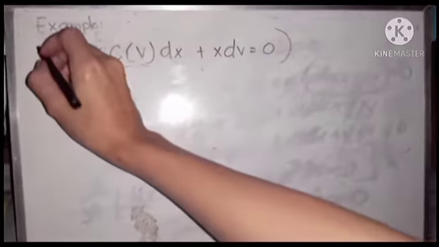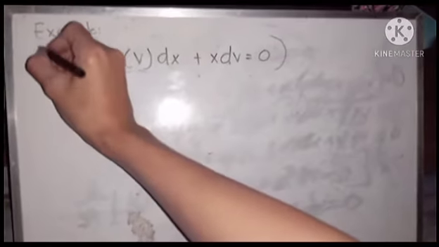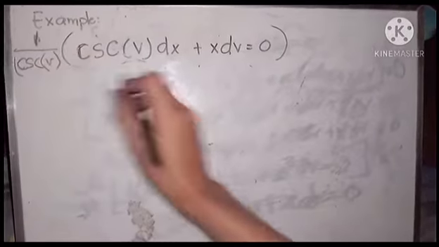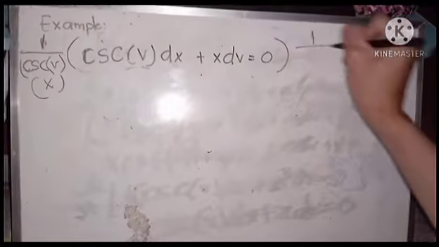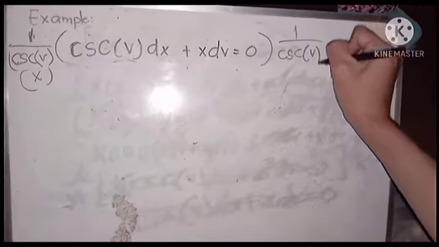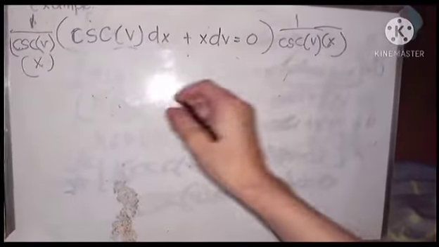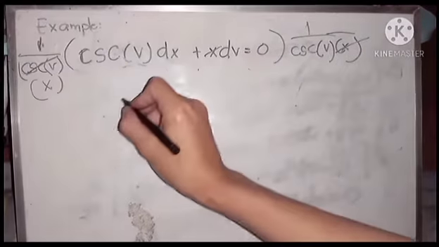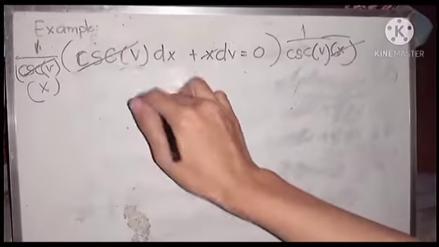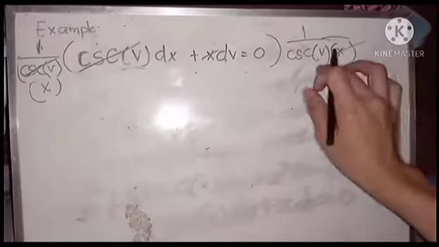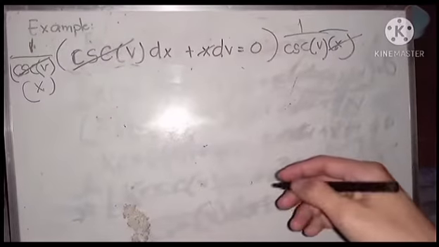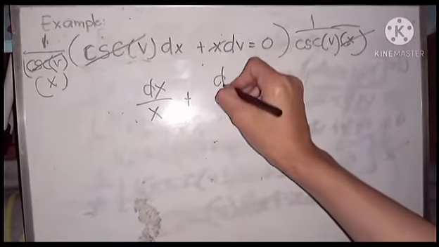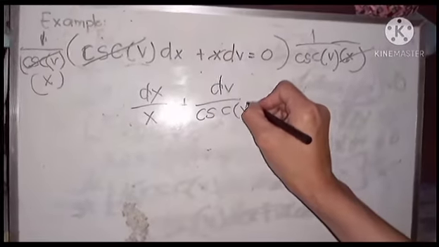So finding their common denominator, we need to multiply both sides by 1 over cosecant v times x, since this is their common denominator. We have v cosecant v, and we have x on both sides. Cancel the value of x in here and the value of cosecant v in this equation. So distributing the remaining variable, we will have dx over x plus dv over cosecant v equals to 0.